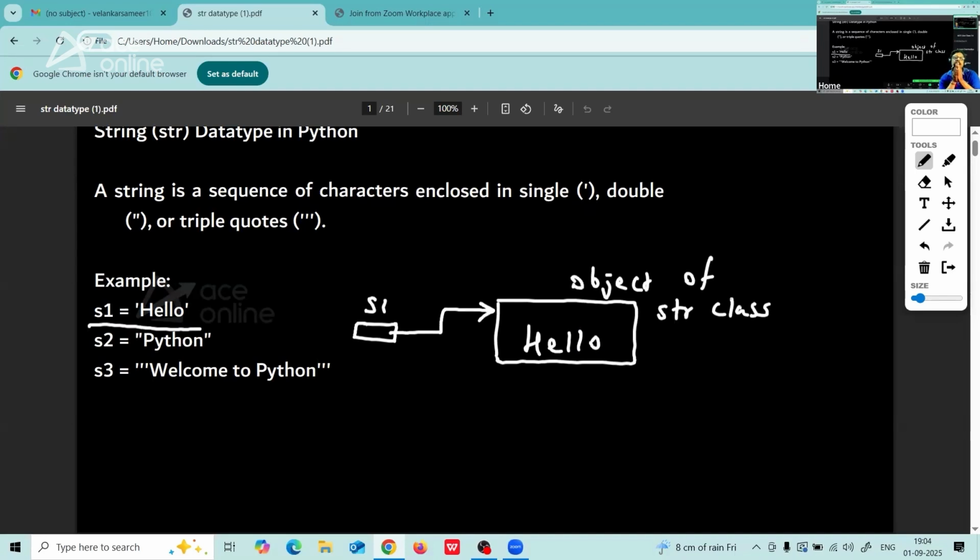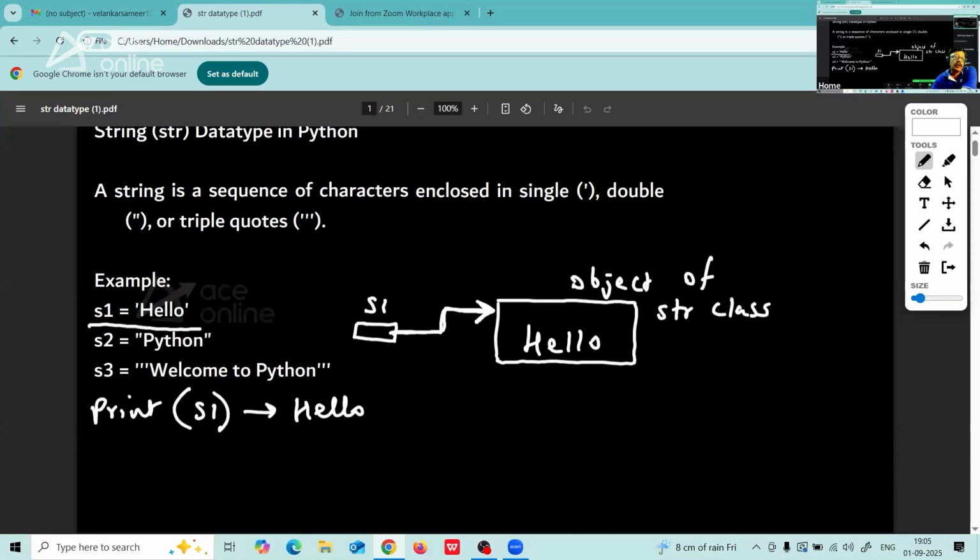Now, actually, S1 is a way to deal with that object, to reach that object. So suppose S1 is hello, and if you write print S1, we saw last time, then what this print S1 does is, it checks where is S1 pointing. S1 is pointing to this object, and what are the contents of that object. I hope you are understanding the word reference. We use that reference to reach that object. We use the reference to reach the object in the memory.